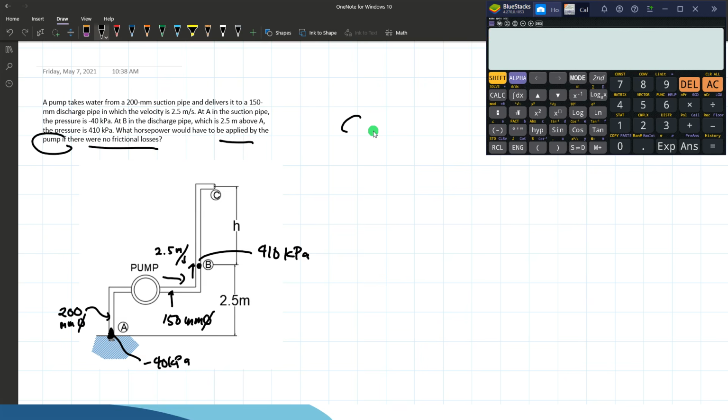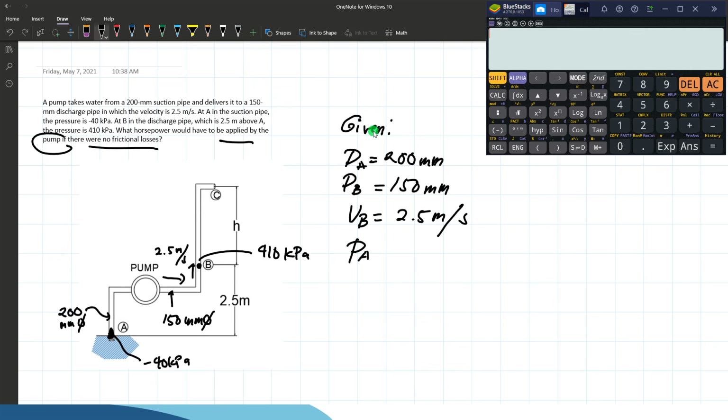So let's write first all the given. We have a diameter of 200 mm at point A, and at the discharge pipe, point B, we have 150 mm. Next is the velocity at point B, 2.5 meters per second. Pressure at point A is negative 40 kilopascal. Pressure at point B is 410 kilopascal.